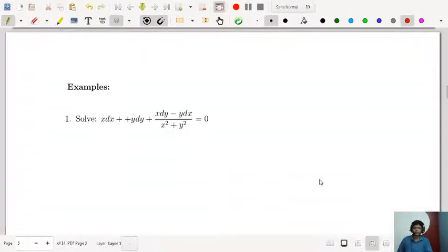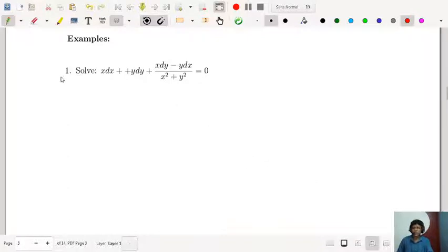So first let's solve x dx plus y dy plus x dy minus y dx by x square plus y square equal to 0. So what will be the solution of this differential equation?